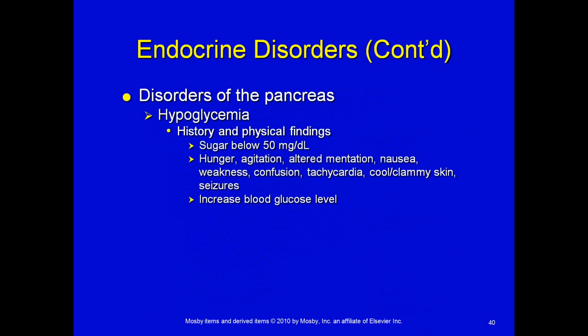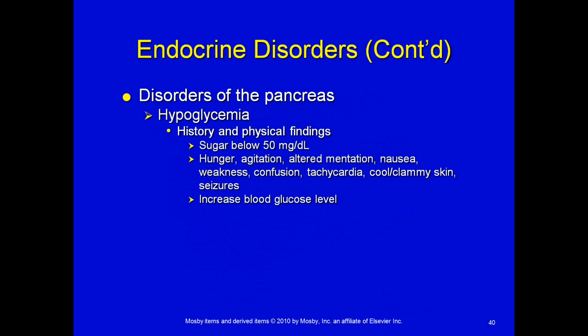Hypoglycemia is defined as blood glucose less than 60. In here it says less than 50 milligrams per deciliter. A patient with hypoglycemia may have the polys. No, excuse me, that's hyper. A person with hypoglycemia may be hungry and may be agitated, have an altered mental status, may be sick to their stomach, may be quite confused.